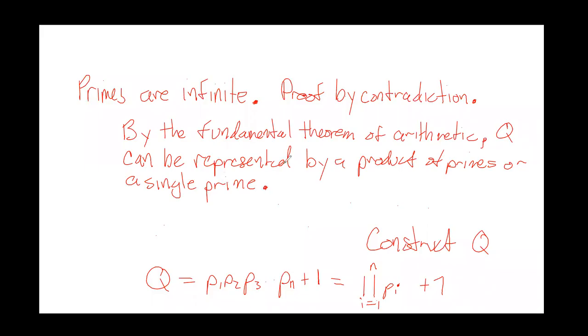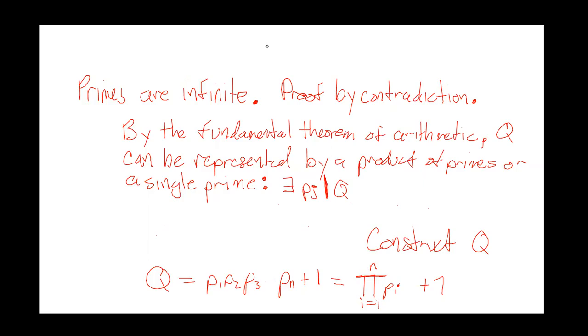Another way of saying this is that there exists some pj that divides Q. That is, pj is either Q itself or some prime factor of Q. So this is going to help us reach our contradiction. Since we have an exhaustive list here, pj must be in this list, in this product. pj must be one of these p's, given our assumption.